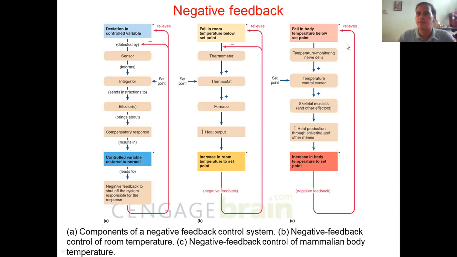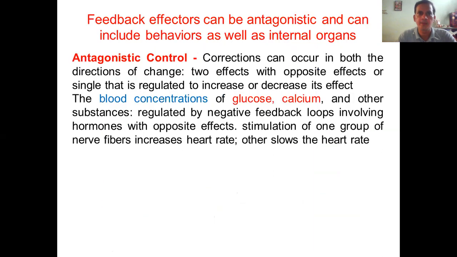So that negative feedback will stop sending this sensing that the temperature is normal, there's no decrease in temperature, so the whole system will be shut down. So this is how the negative feedback system is working. So these feedback effectors can be antagonistic and can include behaviors as well as internal methods. Antagonistic means opposite kind of thing.